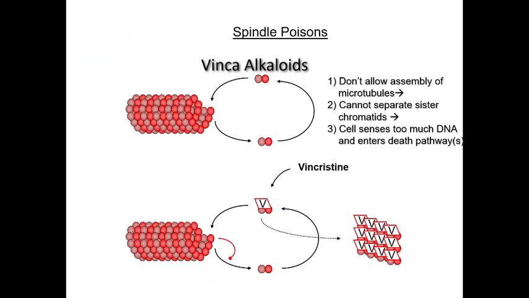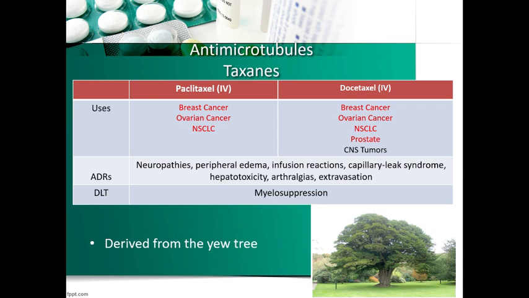So just kind of visually seeing what vincristine here does, it binds to the spindles as they're forming, and it prevents the full formation. Okay, so it destabilizes the microtubules that are forming, and therefore prevents the sister chromatids from being pulled apart. And then the cell senses that there's too much DNA because we have twice what we need, and the cell undergoes apoptosis. Taxanes, on the other hand, are a little bit different.